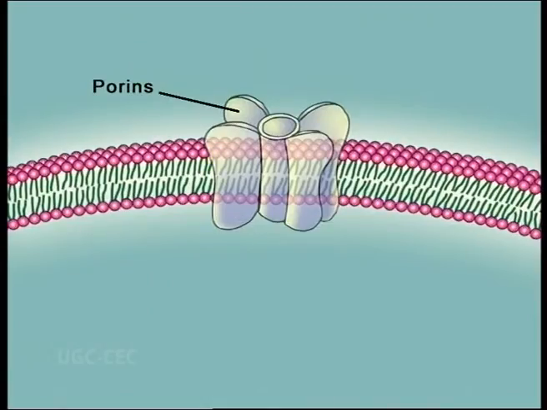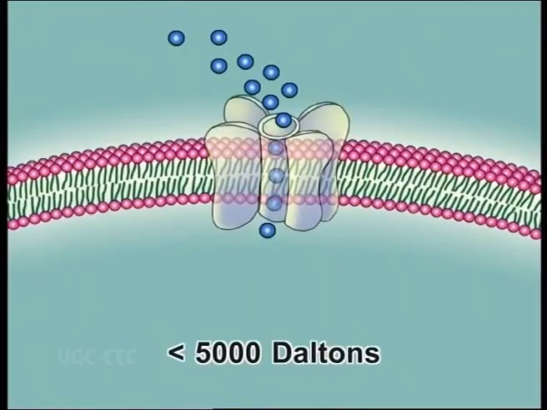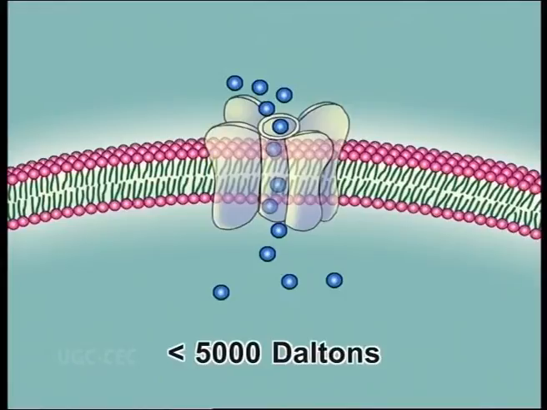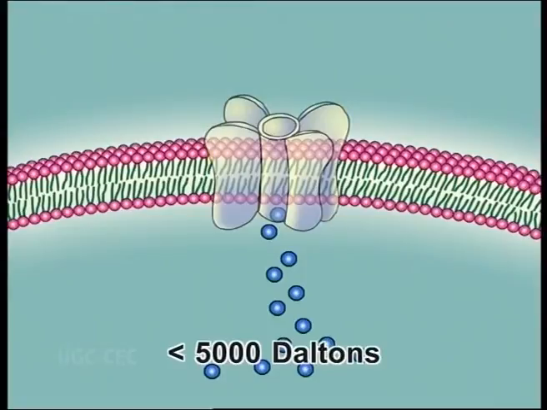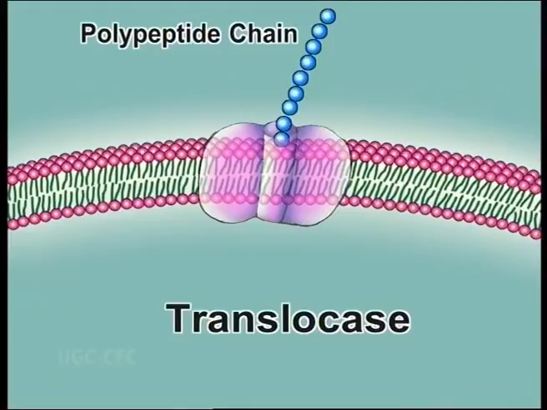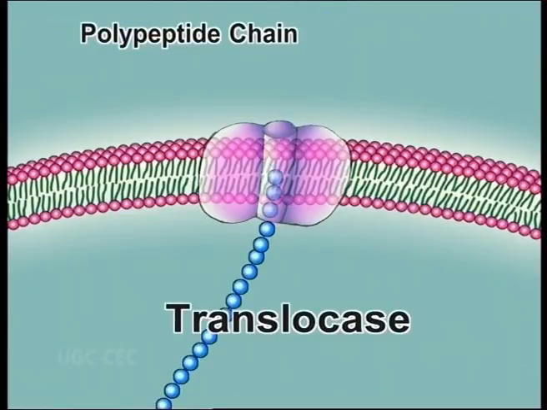It contains large number of integral proteins called porins. These porins form channels that allow molecules of 5000 Daltons or less molecular weight to freely diffuse from one side of the membrane to the other. Large proteins can enter the mitochondria via a large multisubunit protein called translocase of the outer membrane. This translocase then actively moves them across the membrane.